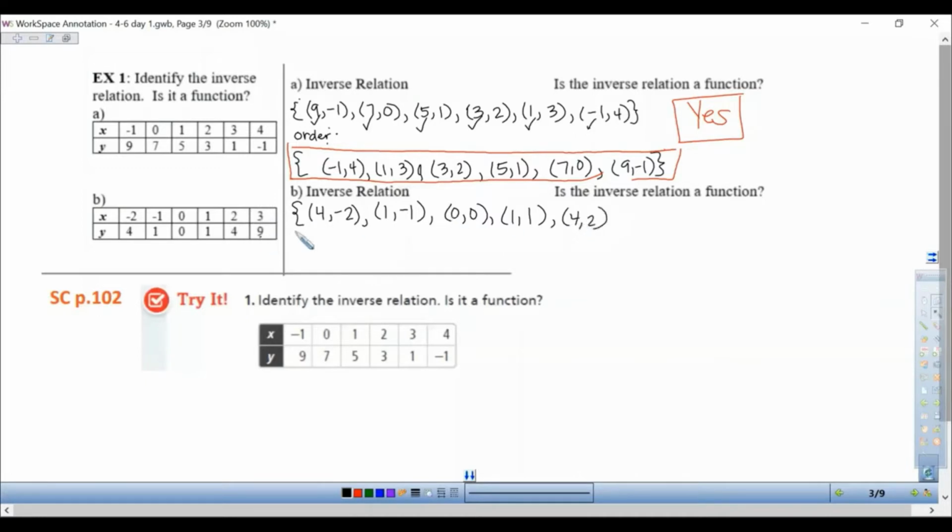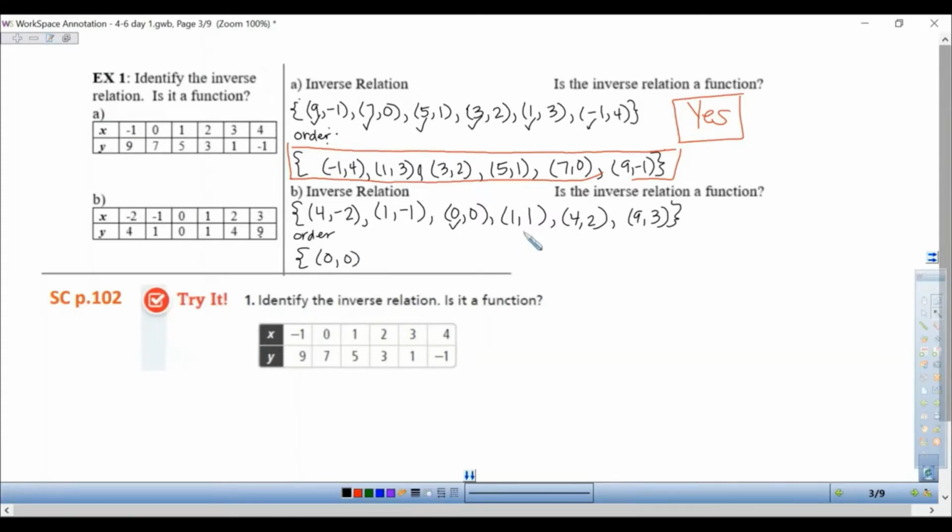And then 3, 9, if I switch, is 9, 3. So remember that once we switch, we want to write it in order so that we can see if we have a function or not. So in order, our first point, our lowest x value looks like is 0. So I'm going to write 0, 0 first.